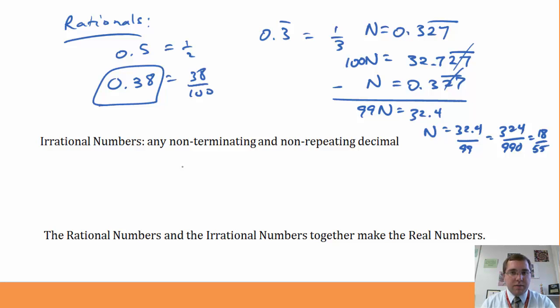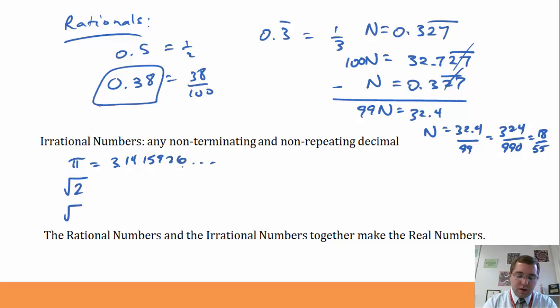What would that look like? Well, pi is an irrational number. Pi is 3.141592, never ends, never repeats. Turns out the square root of any number that's not a perfect square, any positive number that's not a perfect square, is an irrational number. The square root of 2 is an irrational number. The square root of 13 is an irrational number.